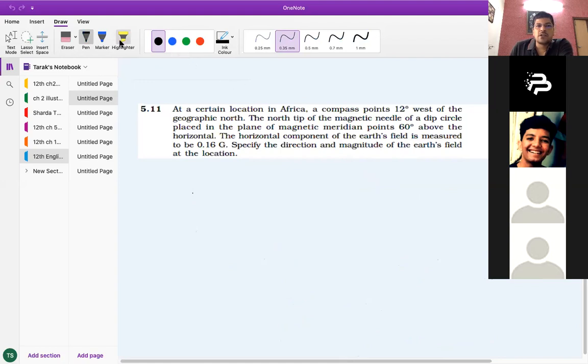Example 5.11. At a certain location in Africa, the compass is pointing 20 degrees west of the geographic north. The north tip of the magnetic needle of a dip circle placed in the plane of the magnetic meridian points 60 degrees. This is our delta. The horizontal component of the Earth's magnetic field is measured to be 0.16 Gauss. So we have to find the magnetic field's value, meaning magnitude and direction.